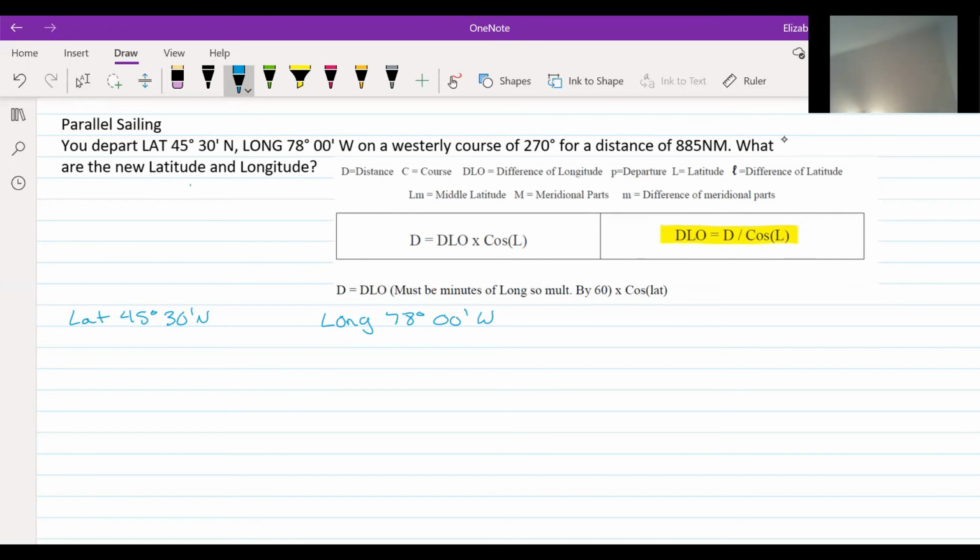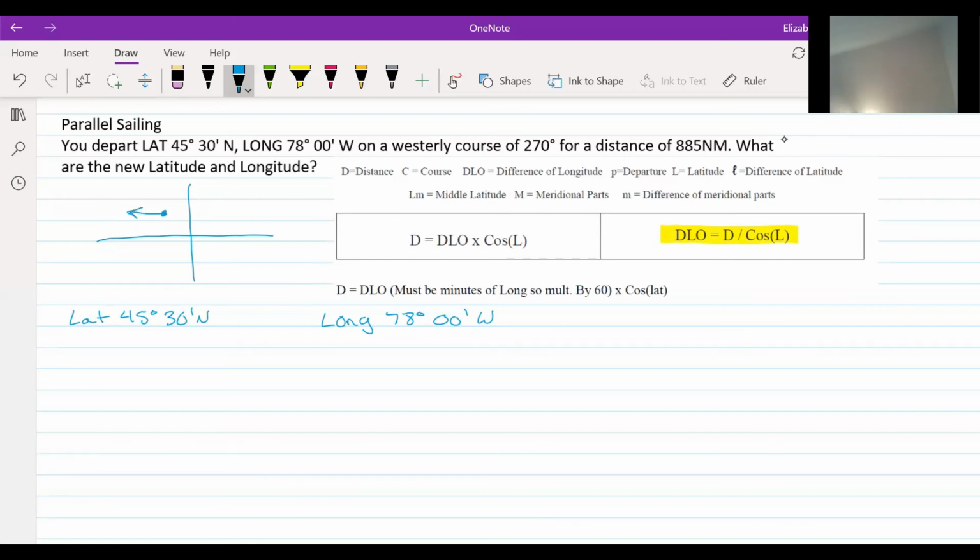So we have our T-chart for the world map. And we know this is a parallel sailing because we are on a course of 270, which is directly west. So we are starting in the northwestern hemisphere. We can put a dot just about anywhere to symbolize where we are in the western hemisphere. And we are on a westerly course, so that's the direction we're going.